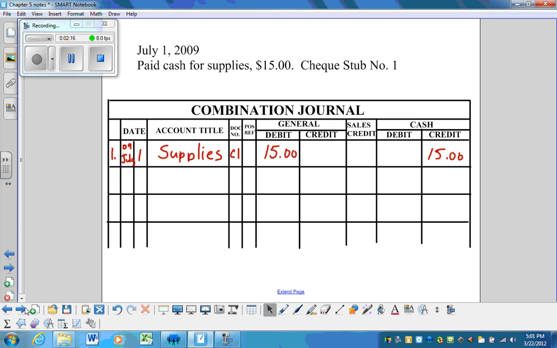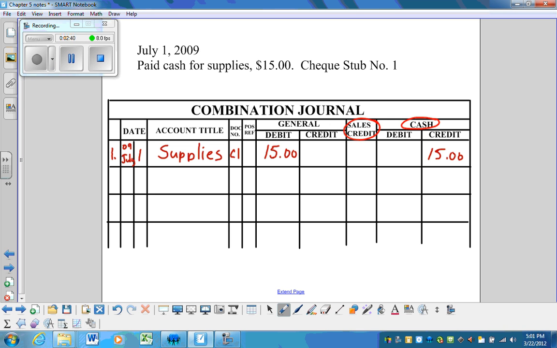Now if you look at the combination journal here, do you notice that cash has its own columns for debit and credit, and sales has its own column? Those are called special columns. Anything else, you have to just put into the general debit or credit columns, and then in the account title, you write the actual name of the account.